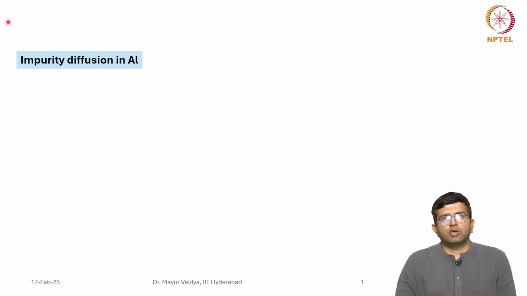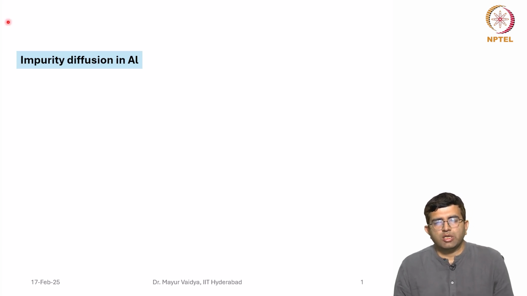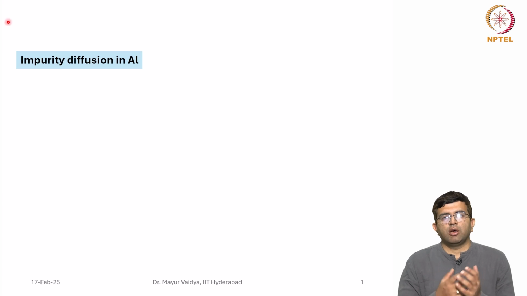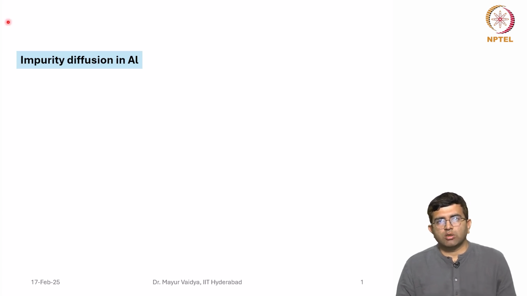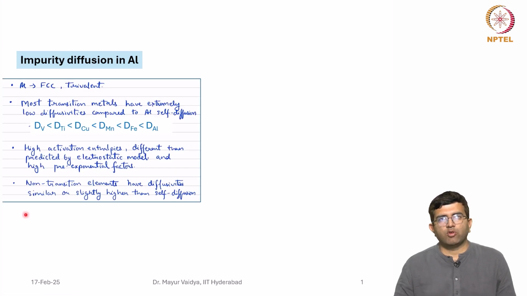Now a few words about impurity diffusion in aluminum. Aluminum, as you know, is a very important metal, especially in the development of lightweight alloys and lightweight materials. Also, it offers resistance against oxidation. So a lot of places aluminum finds its application, one of the most widely used metals. Let us see a few features of aluminum diffusion.